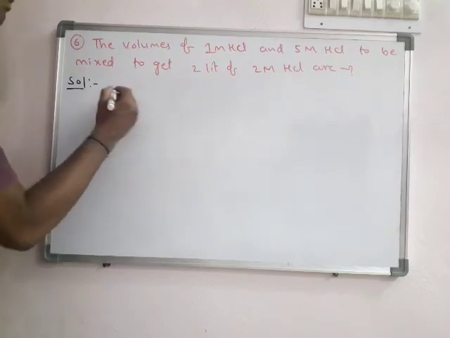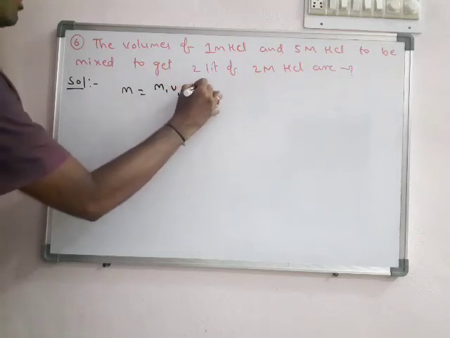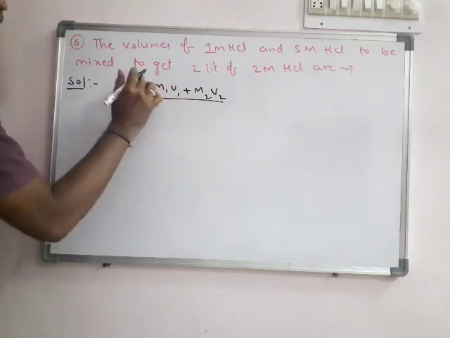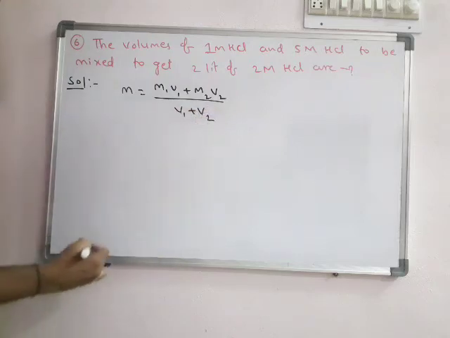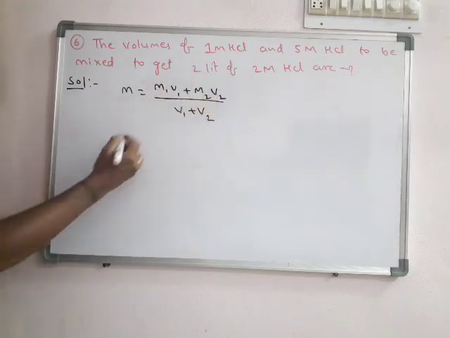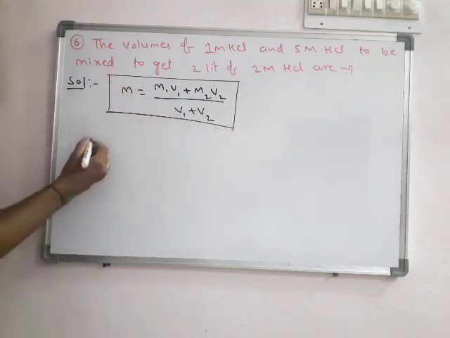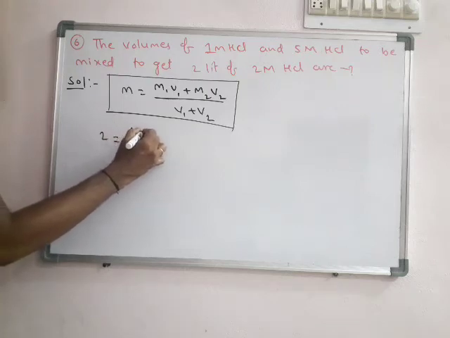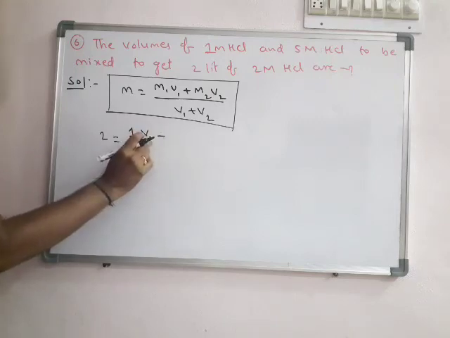So then the formula for mixing of the same solutions: the final molarity is equal to, we know, M1V1 + M2V2 divided by V1 + V2. Here V1 + V2, the final volume is 2 liters. So the final molarity is 2. What is the initial molarity? Just take its volume as V1.